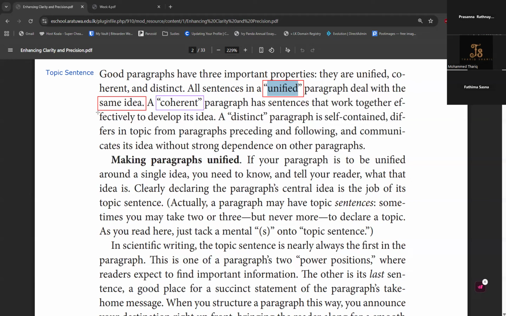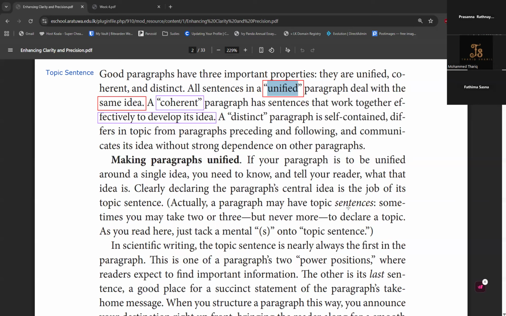Yes, sir. So coherent means they effectively, collectively develop the same idea. So you are getting the things clearly. Unified means it's about one idea, right? All sentences are talking about the same idea. And coherent means they are collectively connected, perhaps from simpler to complex, or perhaps from definition to examples and application. In whatever way, they are collectively, effectively developing the idea presented in the topic sentence.